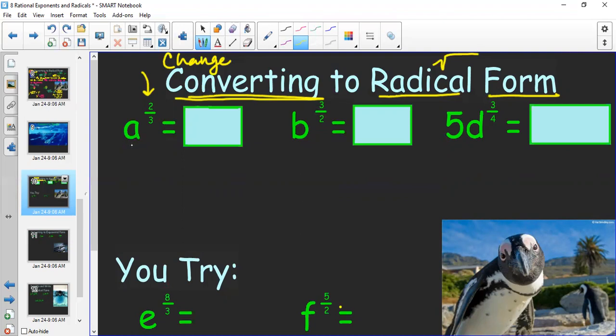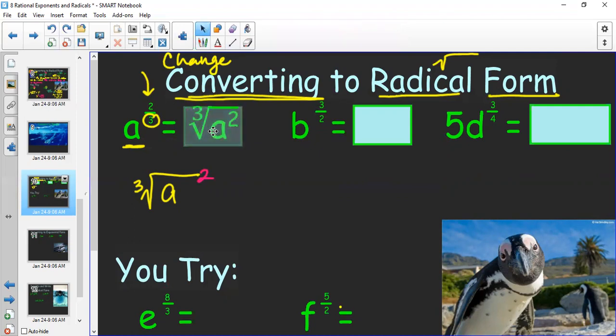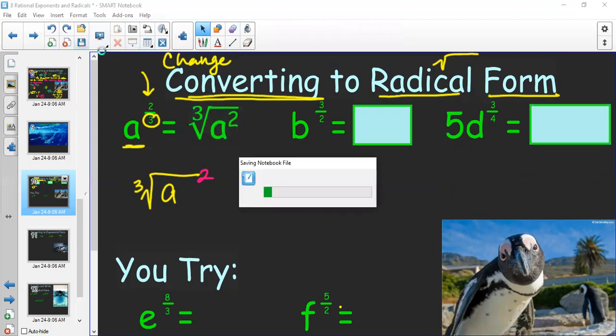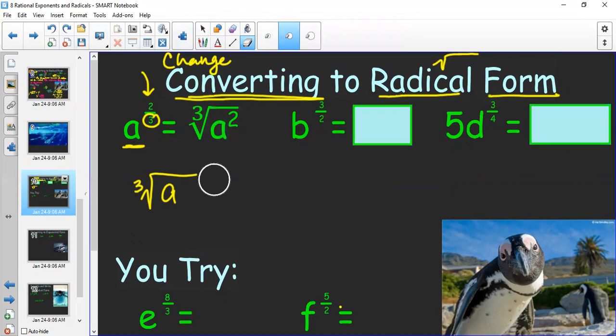Okay, so I'm going to take my base, which is a. I'm going to put it under the radical. Remember, the bottom number 3 is the index, and the top number is the exponent. And so you can put that exponent outside, or you can take that exponent and put it inside as well. Both would work.